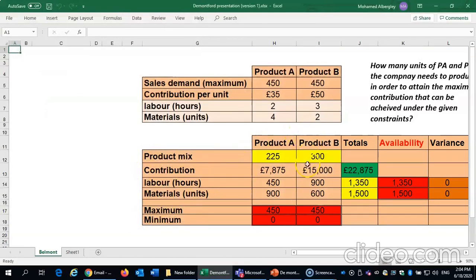And you can see here, Solver identified the optimum product mix. We need to produce 225 units of A and 300 units of B. And this will allow us to use our available resources and achieve the maximum contribution considering our constraints.